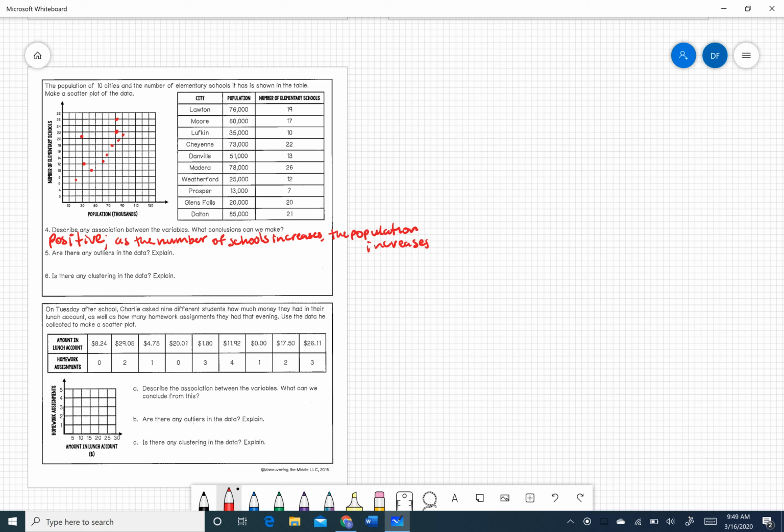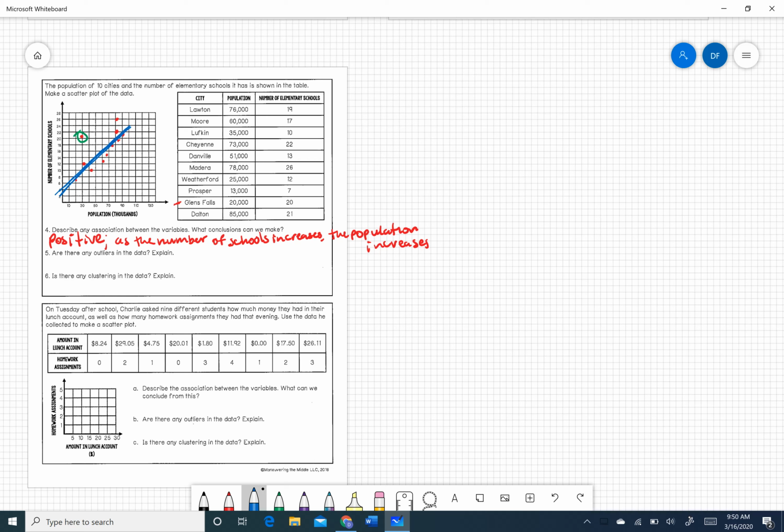And so if we look at this, we have this data point of 20,000, right? That's Glen Falls here. So 20,000. It's supposed to be this point up here, right? And we'll say that this is an outlier, because the rest of the data is down here, kind of on this straight line. So we have this outlier.